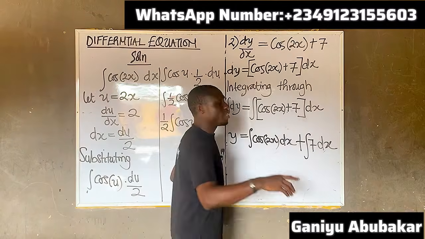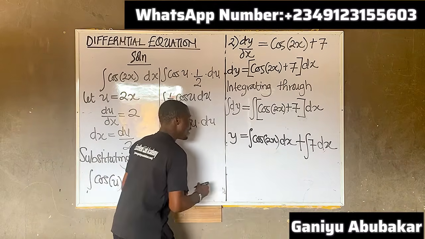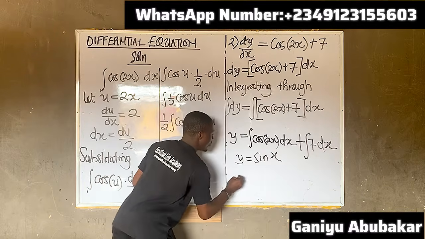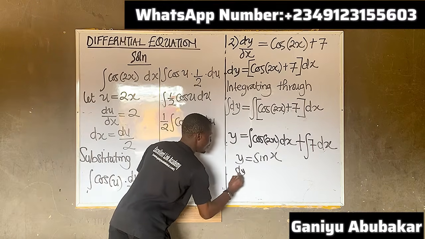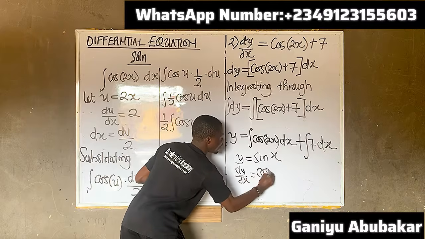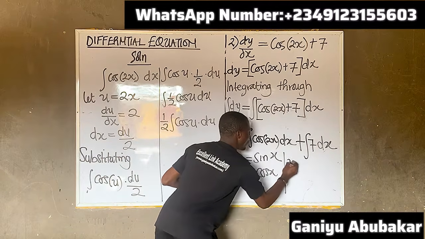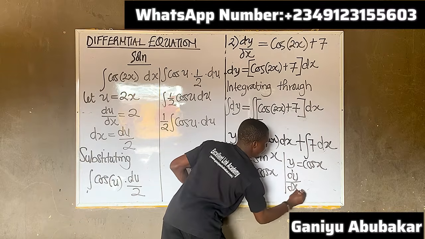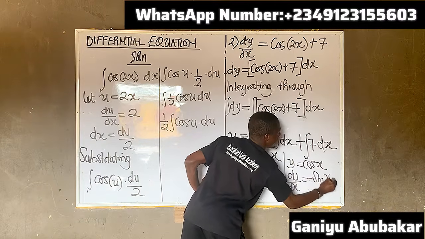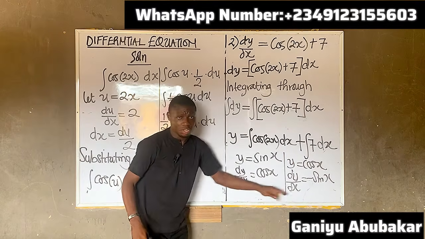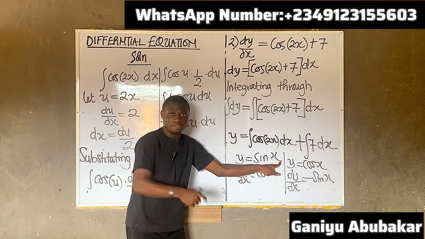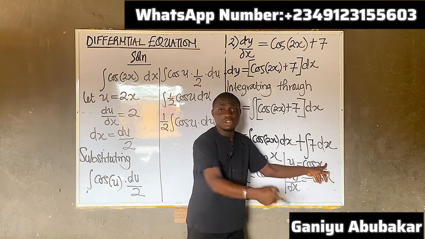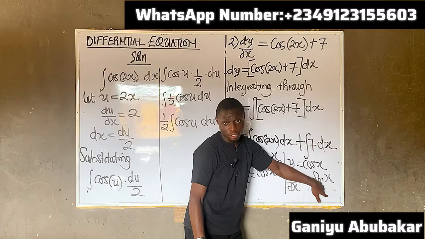Come back. Let me take you back to differentiation. If I have that y is equal to sine x, and I differentiate this one, dy over dx is cos x. Given that y is equal to cos x, dy over dx here is minus sine x. This is differentiation. If I have sine x, differentiate, I will have cos x. If I have cos x, differentiate, I will have minus sine x as the values.